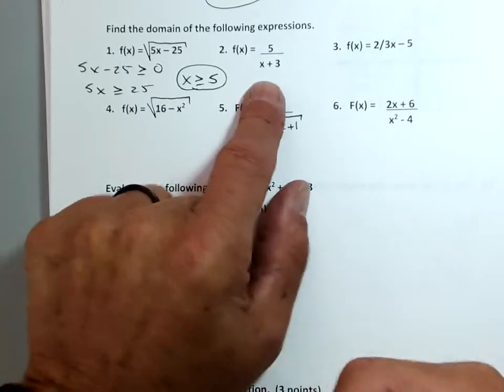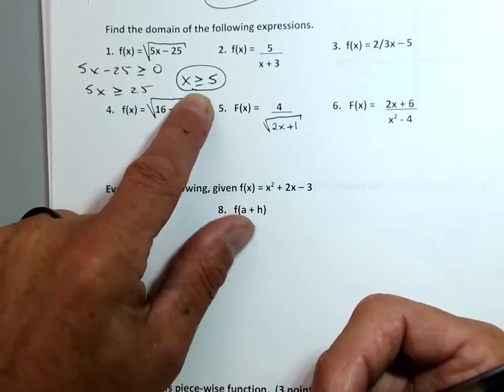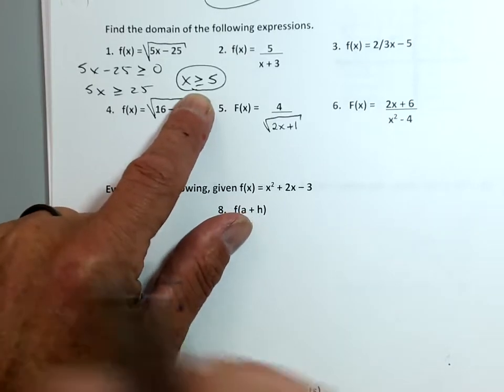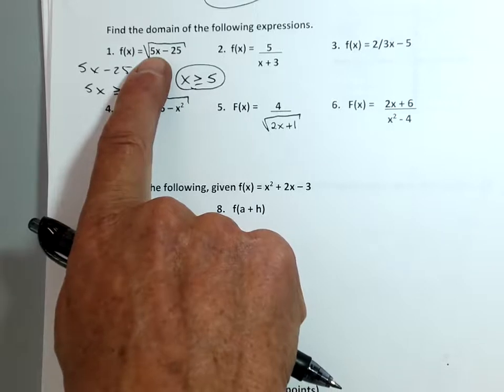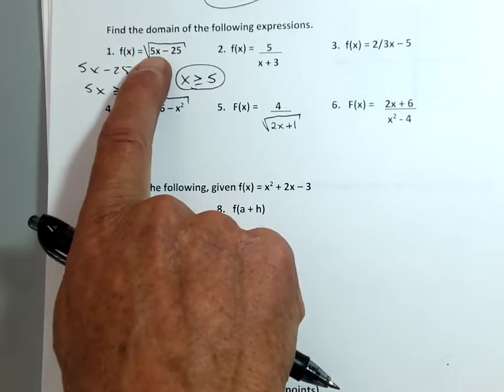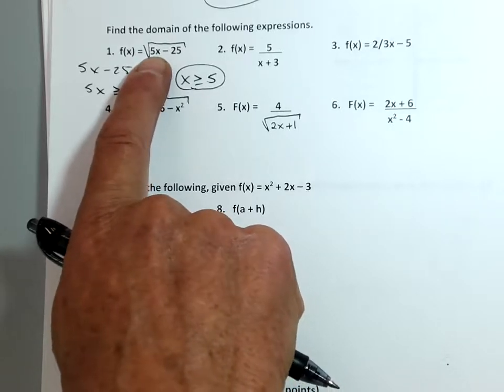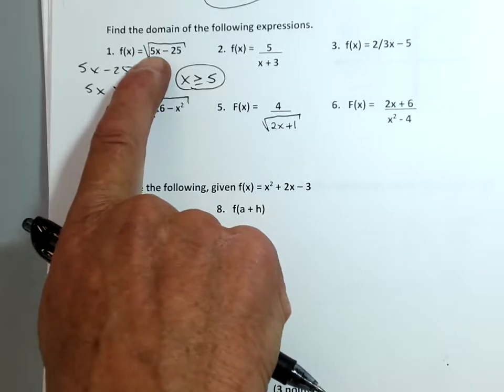Is that how we do it? That's one way to do it. The other way is to look at it intuitively and say, okay, well, I can plug in 5, I can plug in 6, but I can't plug in 4. That's doing it intuitively.